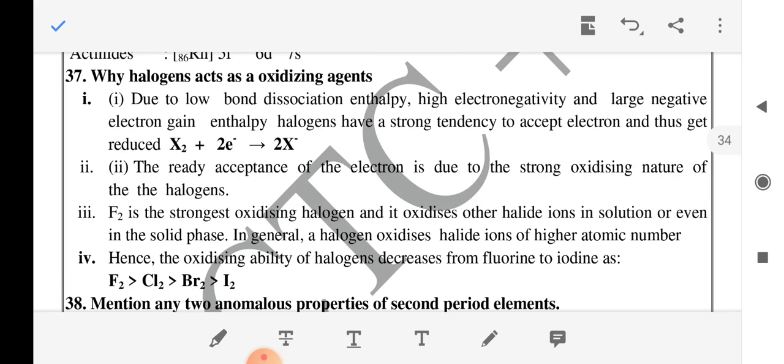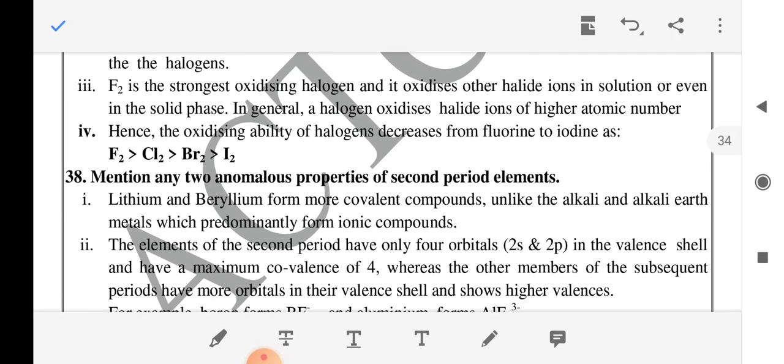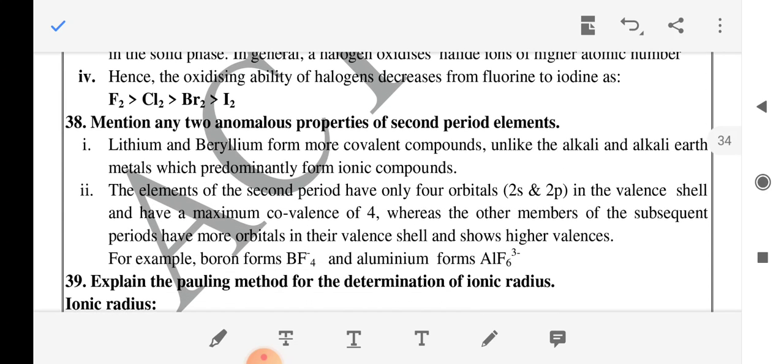The next: mention any two anomalous properties of the second period elements. Lithium and beryllium form more covalent compounds, unlike the alkali and alkaline earth metals, which predominantly form ionic compounds. The elements of the second period have only four orbitals, that is 2s and 2p, in the valence shell.